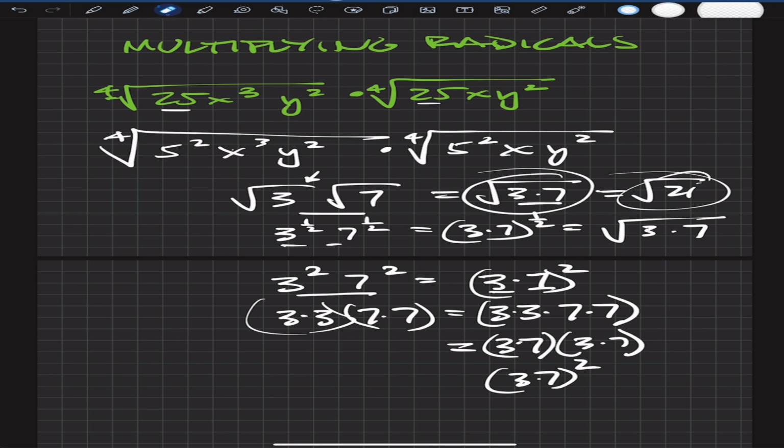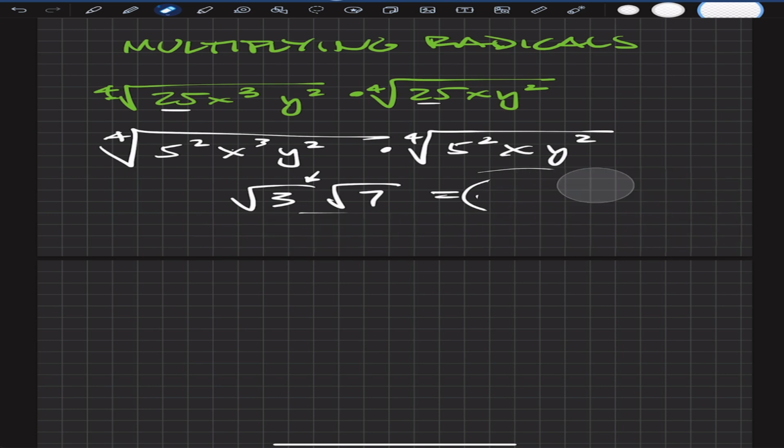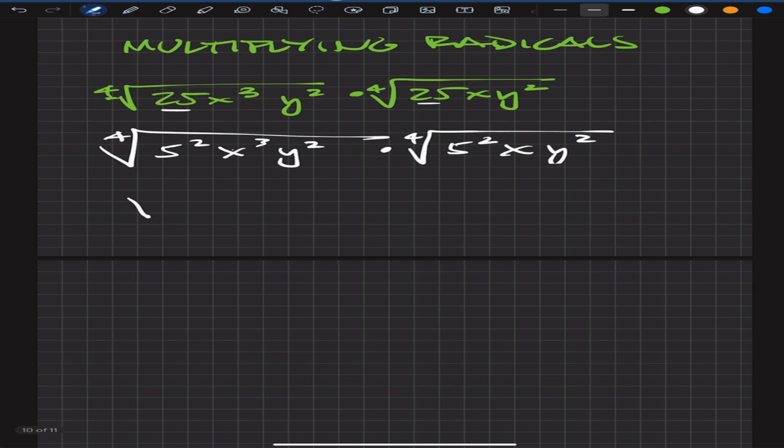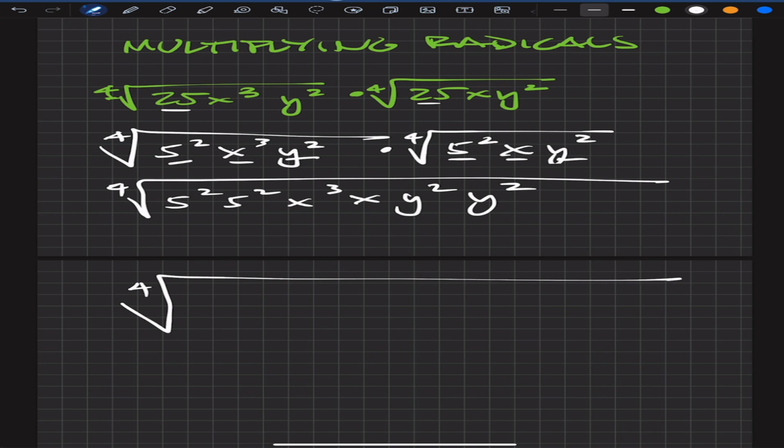Okay? Now, that means that I can take this big giant thing and make a big fourth root radical and put the 5 squared under here, put another 5 squared under there, put an x cubed under there, put this x under there, put this y squared under there, put this y squared under there. And I didn't do anything with them, I just wrote them down. But now there are 5's, 4 of them being multiplied. There are 4 x's being multiplied, and there are 4 y's being multiplied.